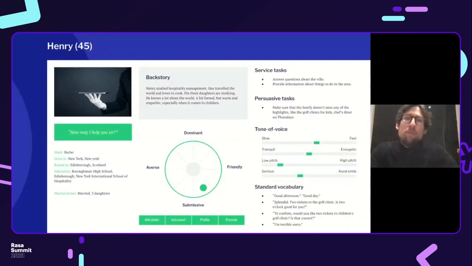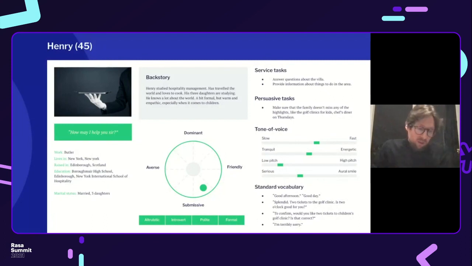So here's just an example of Henry, who's 45, and we've given him a background. He's from Edinburgh. He now lives in New York. He used to work in hospitality. He's a butler now. And you want to give him an entire biography, because everybody on the team will then understand how to approach certain writing and certain problems in your design work. So this is part of the requirements phase. So you want to have this bot personality as a deliverable in that requirements phase before you do any design work. You want to understand how you're going to be talking to people when you design conversations.